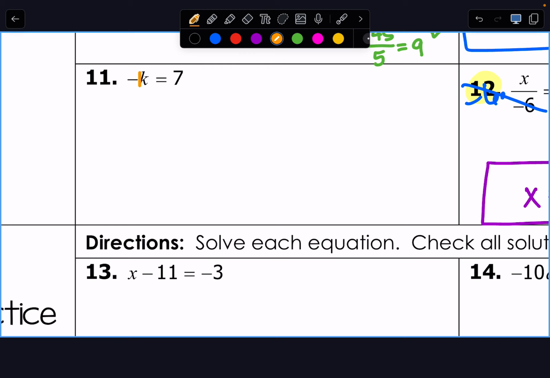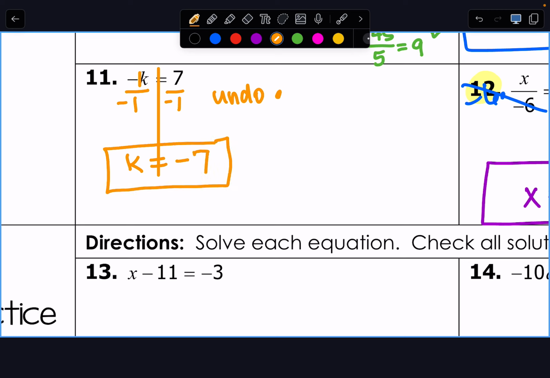So how would we undo that negative 1? Okay, that negative 1 is tied to K by multiplication. So in order to undo it, we would need to divide by negative 1 so that K is negative 7. Okay. So it's important that we ask ourselves, where is the variable? What number is with the variable? And how do we undo that number?